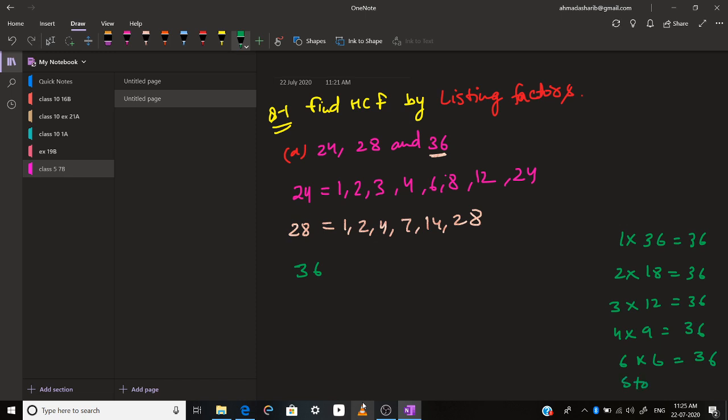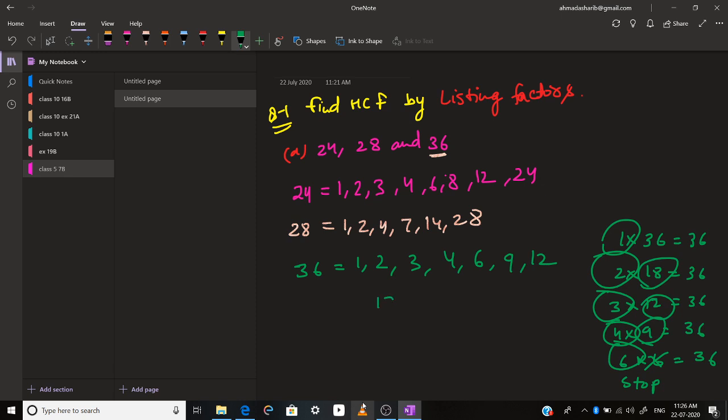So stop here. And what are the factors of 36? 1 is there, 2 is there, 3 is there, 4, 6, and don't repeat any number. Okay, we don't have to repeat any number. Then 9, then 12, then 18, then 36. So these are the factors of 36.